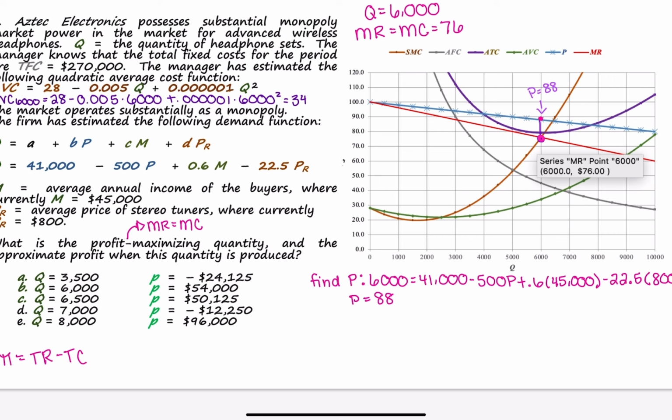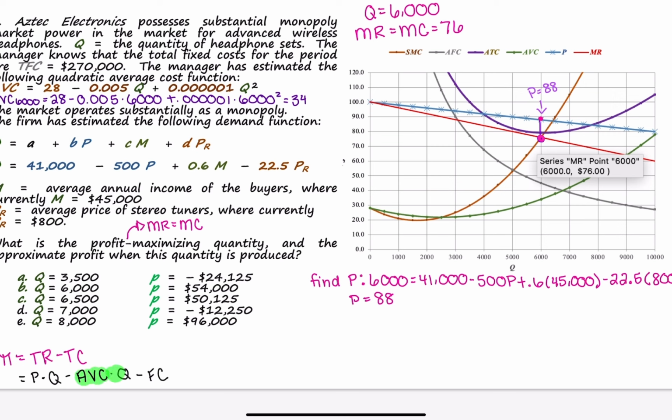So we know that pi equals our total revenue minus total costs. Total revenue is price times quantity. And total cost is going to be our average variable costs times our quantity, plus our fixed costs. And these two things together, when you add them up, give us our total cost.